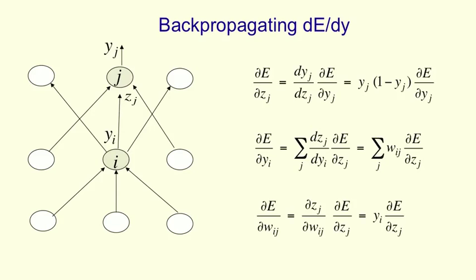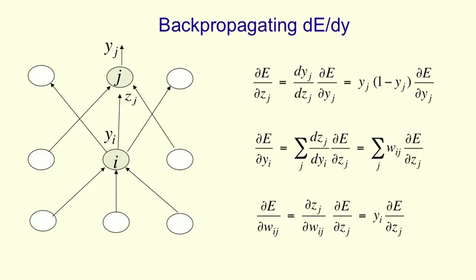So on this slide we've seen how we can start with dE by dyj and backpropagate to get dE by dyi. We've gone backwards through one layer and computed the same quantity, the derivative of the error with respect to the output, in the previous layer. So we can clearly do that for as many layers as we like. And after we've done that for all these layers, we can compute how the error changes as you change the weights on the connections. That's the backpropagation algorithm.